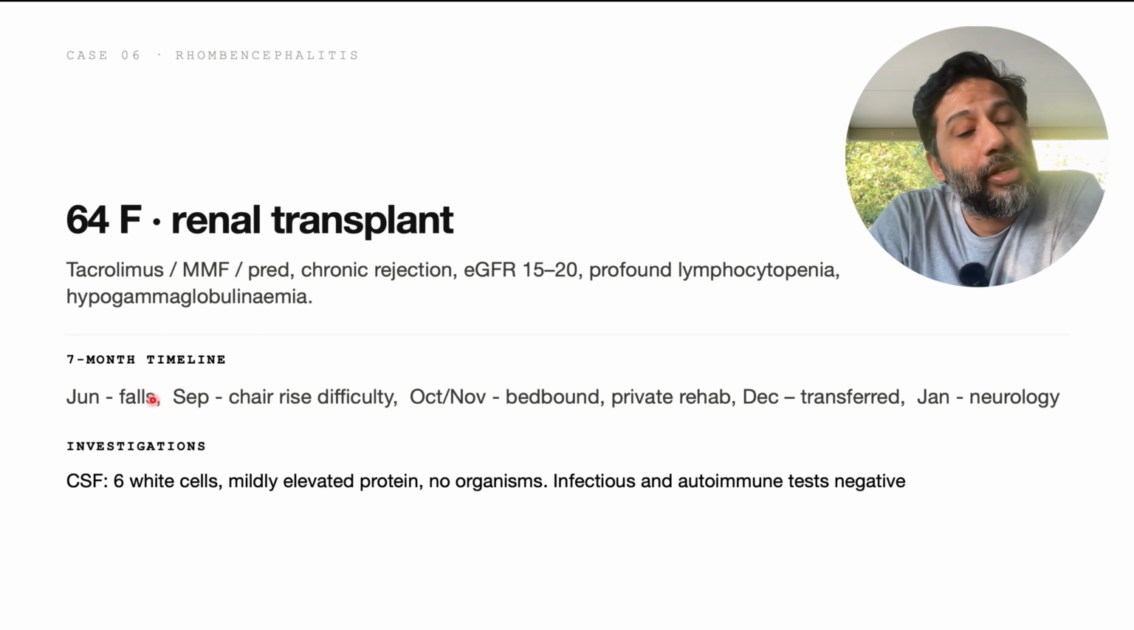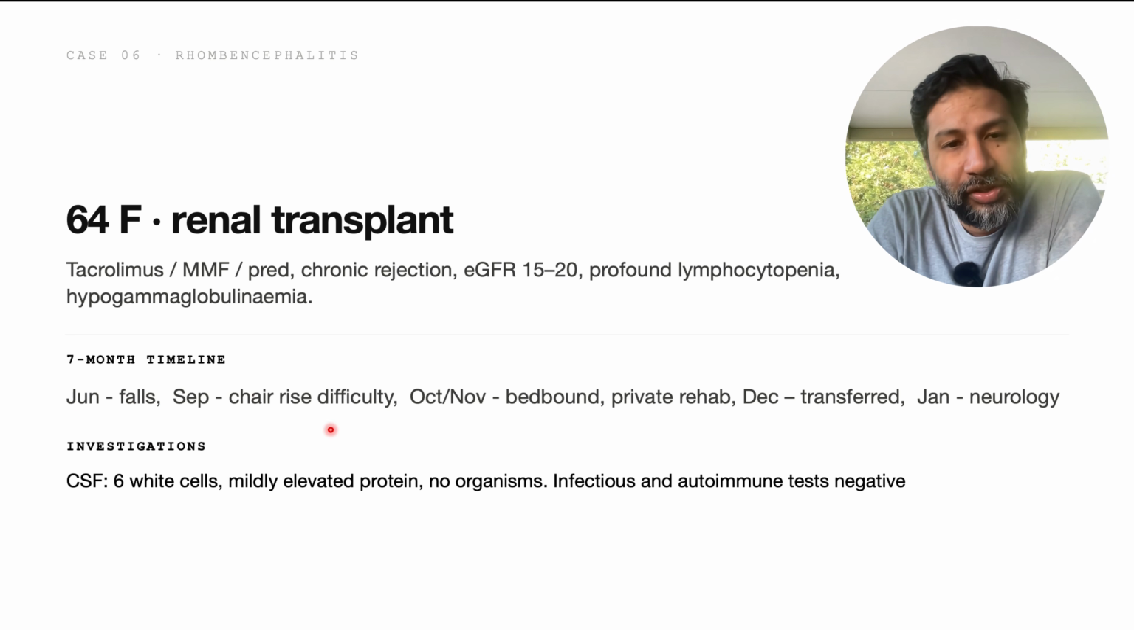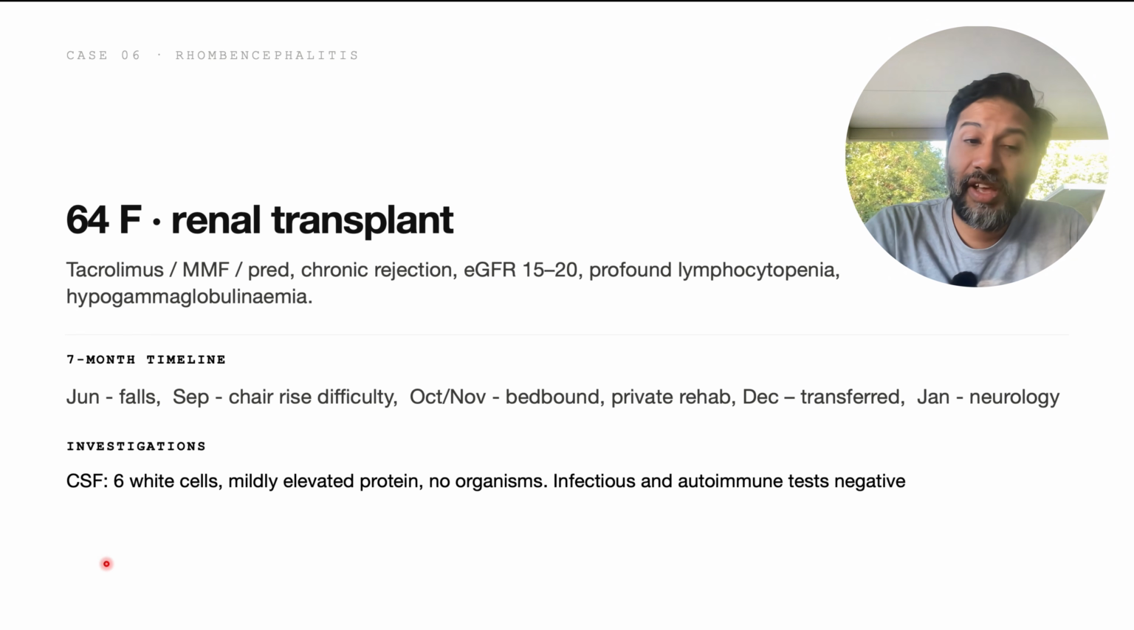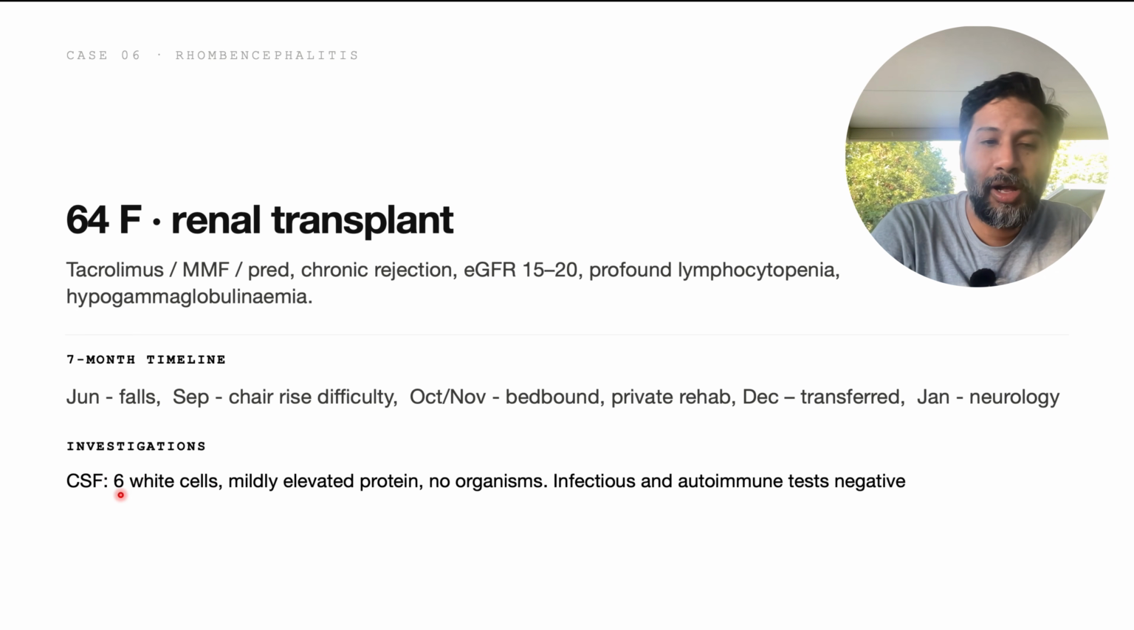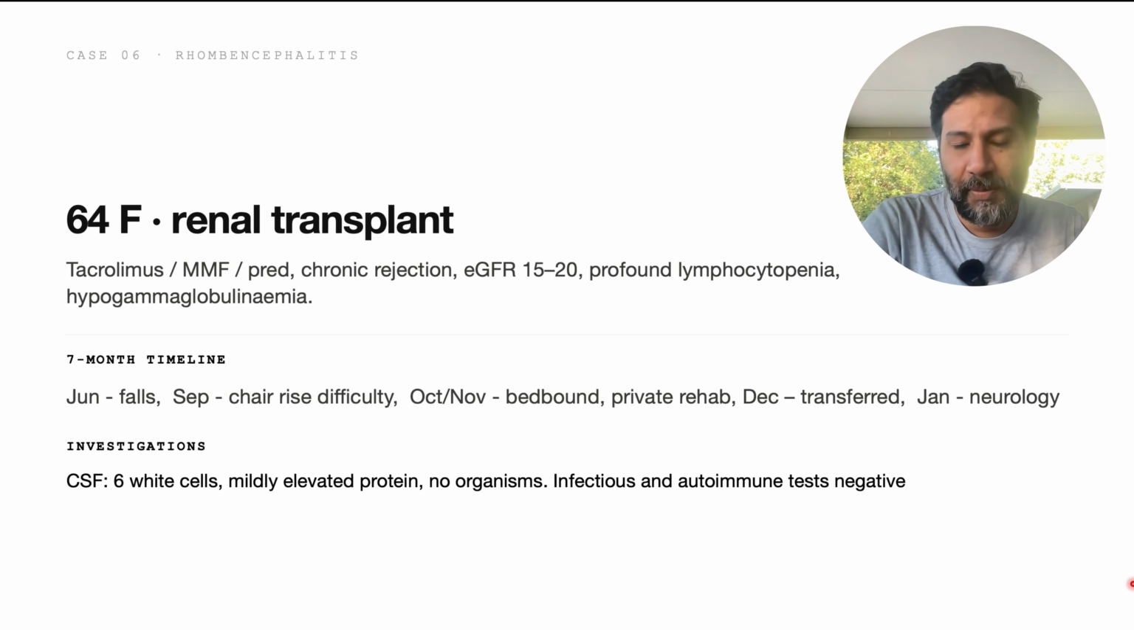A 7-month timeline: starts falling in June, difficulty raising from a chair in September, bedbound by November, transferred in December from private rehab, and then neurology gets involved in January. So unfortunately, a very long delay. Now, investigations: she's got a very mild pleocytosis of 6 white cells. Nothing else is positive or comes back.